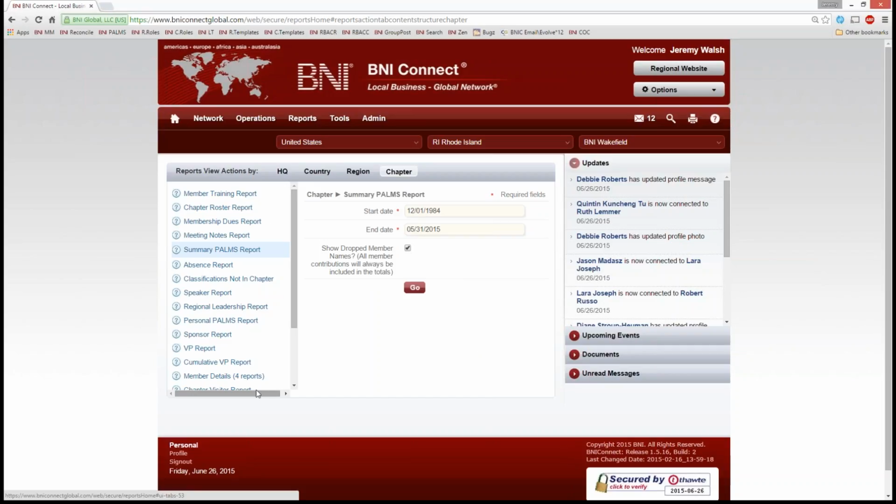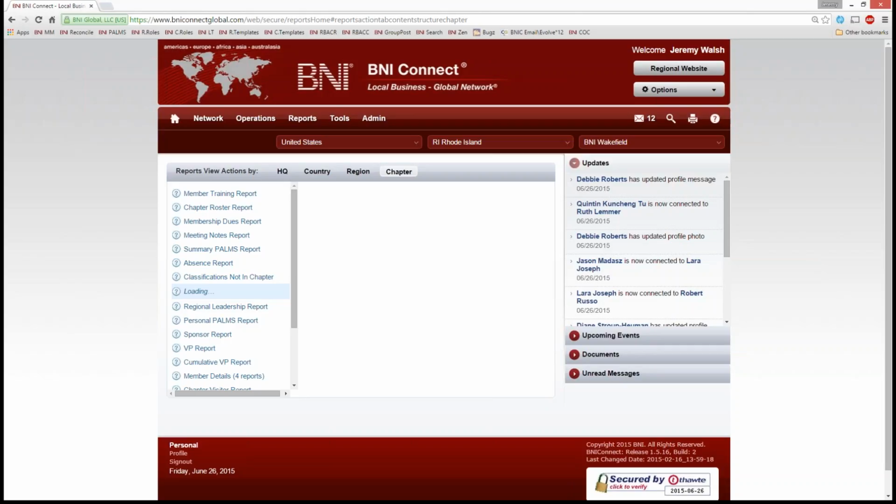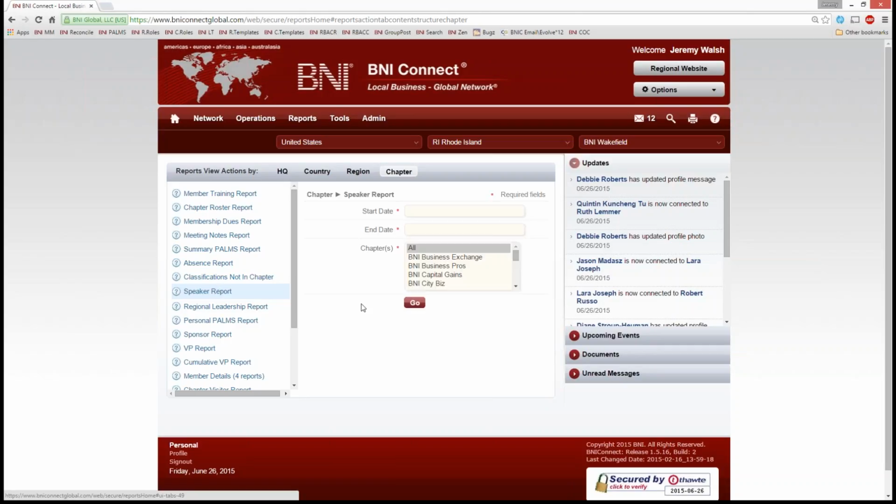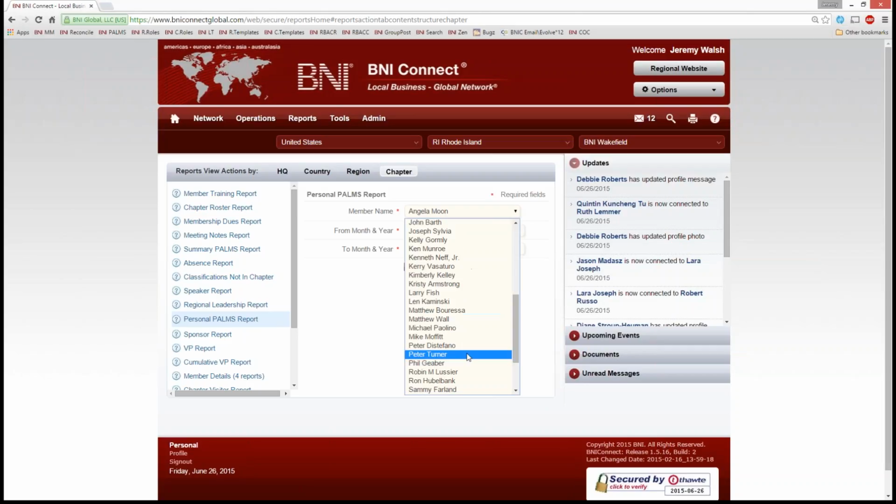All right, skipping down a couple, there's the speaker report, but we just showed how to enter speakers, but you can see who's the upcoming speakers by choosing the speaker report. The regional leadership team report will show you all of the directors in the region. The personal POMS report, just like that personal participation report on the home screen, you can run a personal POMS report for any single person in your chapter. That comes in really handy when it comes to renewal time and when you're reviewing people's memberships.